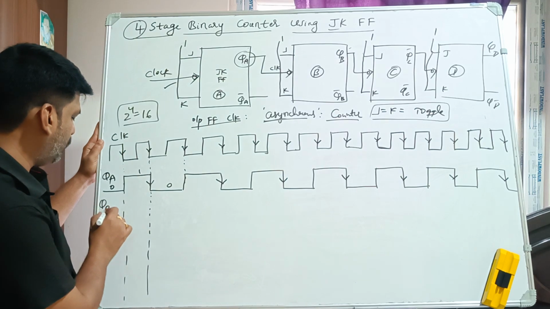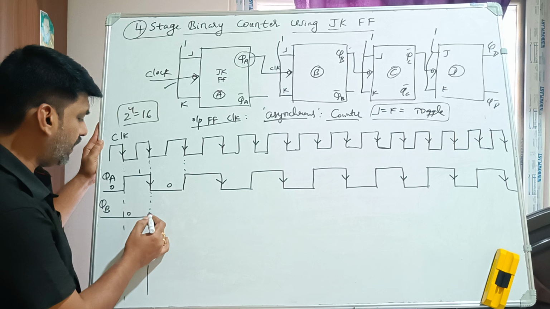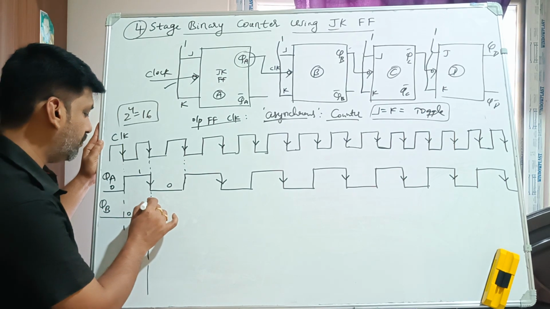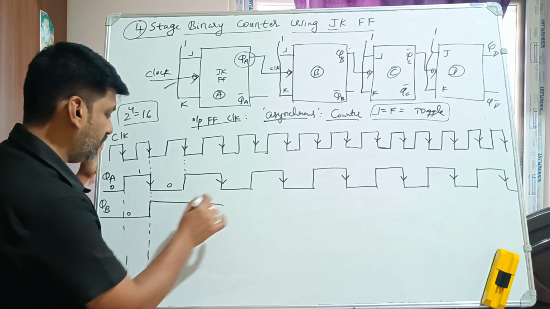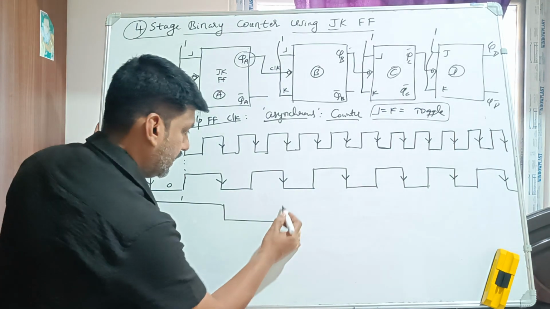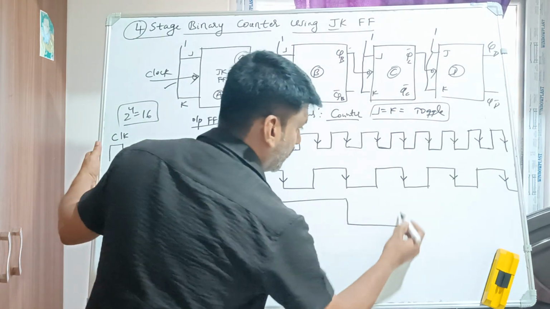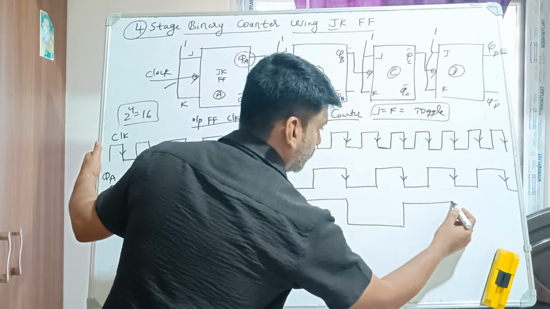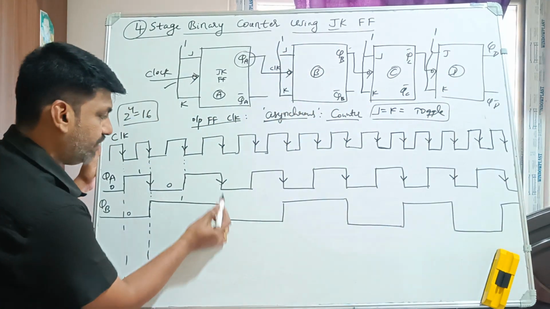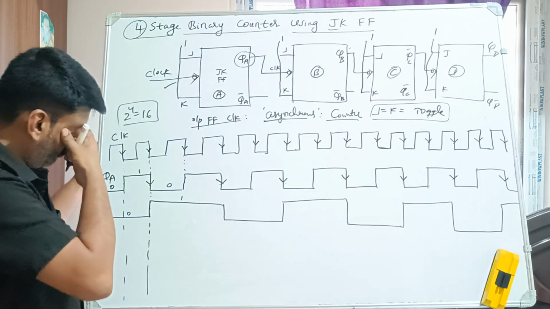So when negative edge is there, at this point I should see what is QB. Up to this point what is there? It is 0. At this point toggling should happen. Toggling means previous is 0, now it should be 1. And it should go up to this stage, and at this stage it should be 0, and at this stage it should be 1, at this stage 0, at this stage 1. Like this it continues, right? So wherever there is a negative edge, it changes from 1 to 0, 0 to 1. That is the meaning of toggling.